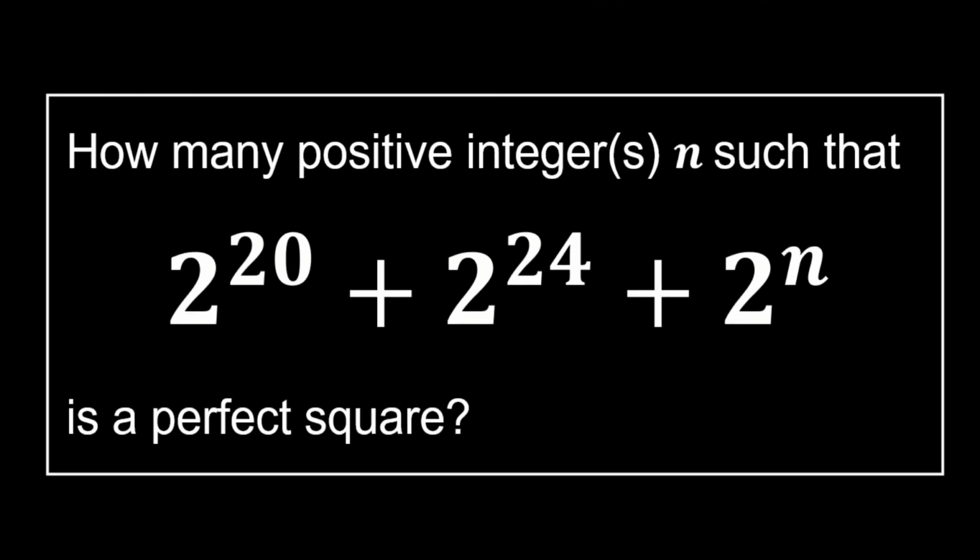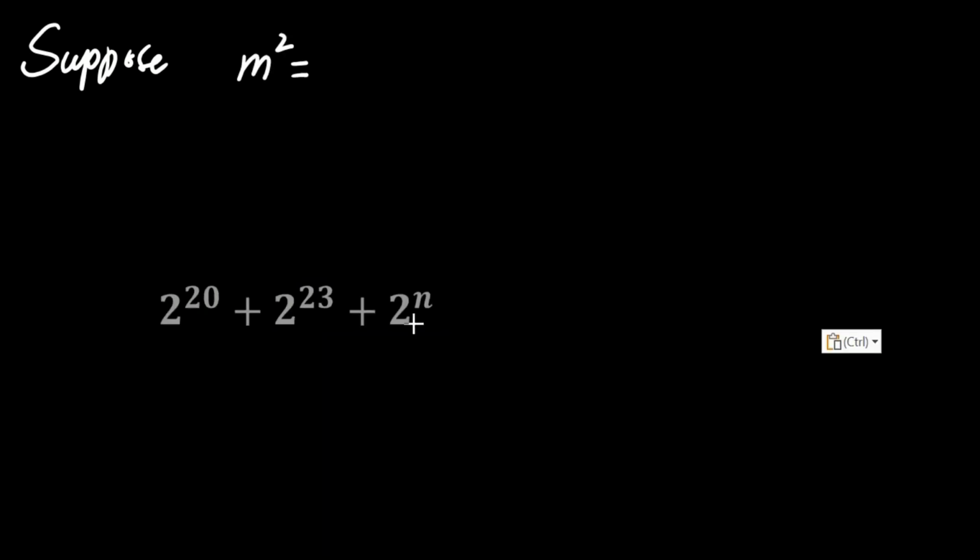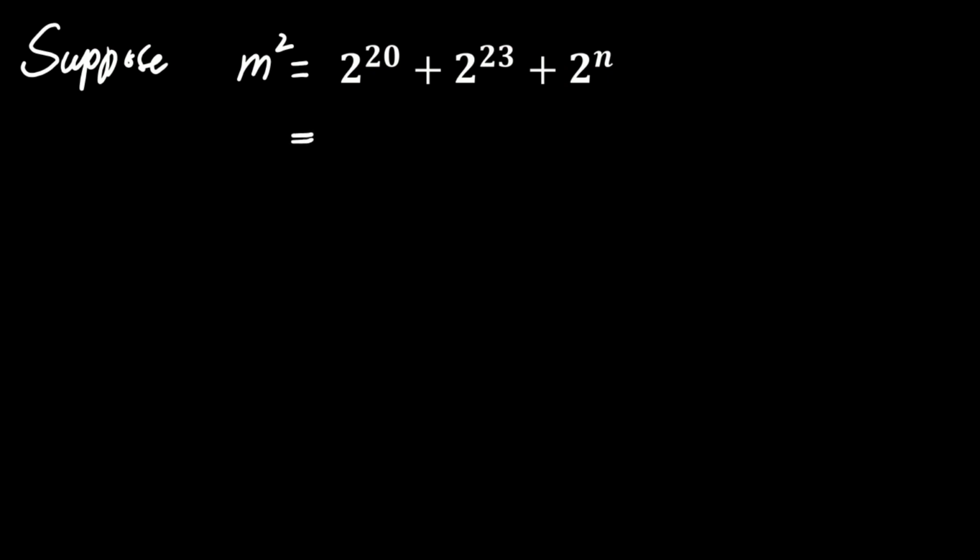Before we solve this question, let's look at a simple version of it, as shown. The only difference is here. We change the number 24 to 23. Suppose we have an equation where m squared equals 2 to the power of 20 plus 2 to the power of 23 plus 2 to the power of n.